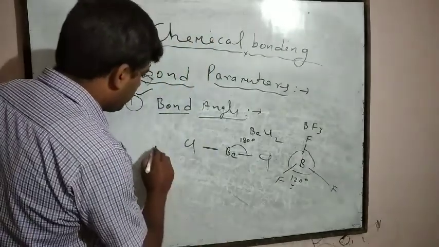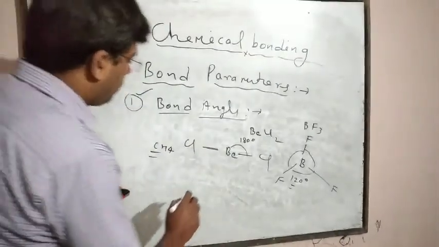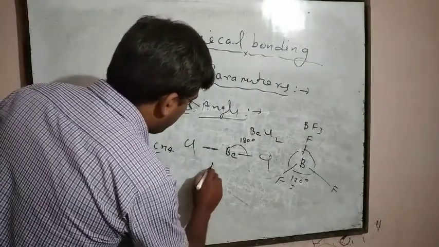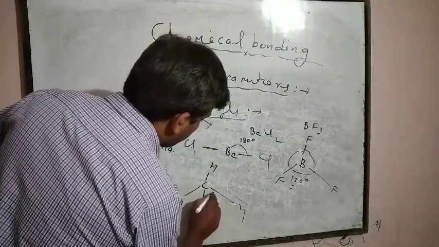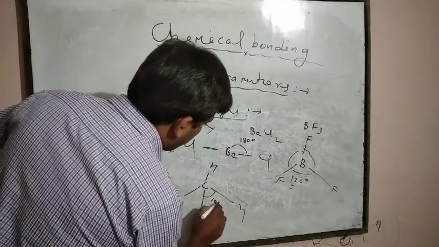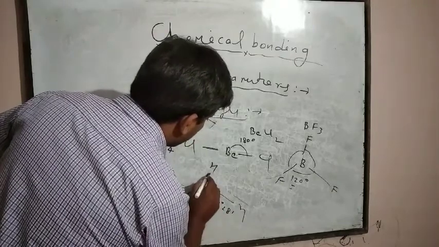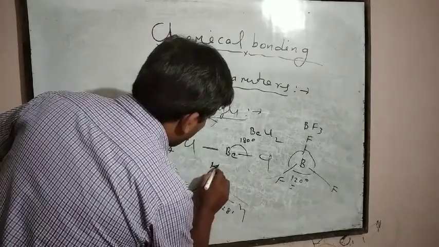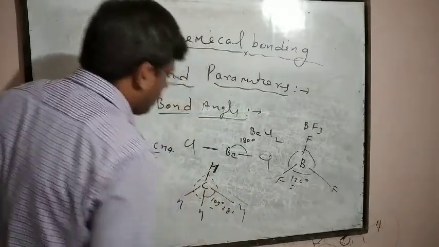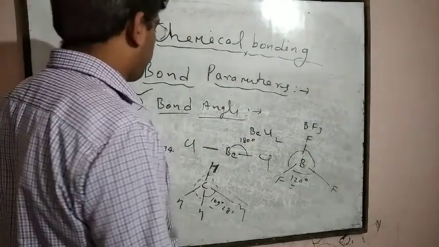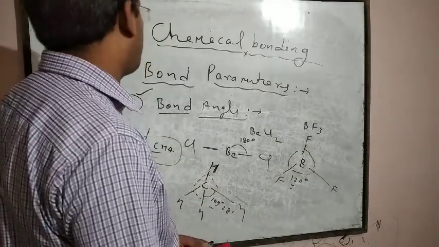Similarly, if we take CH4, methane, methane has a tetrahedral structure, with H, H, H, and H. This bond angle is 109 degrees 28 minutes. So in CH4, the bond angle is equal to 109 degrees 28 minutes.